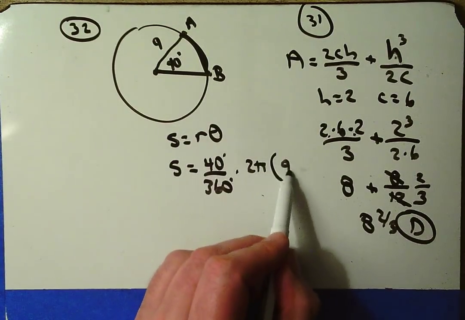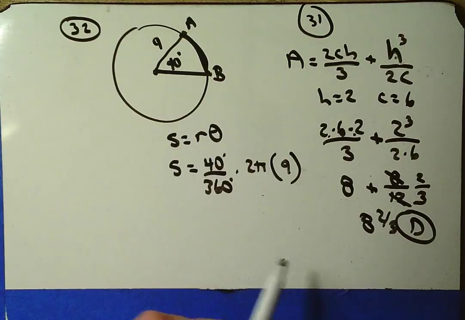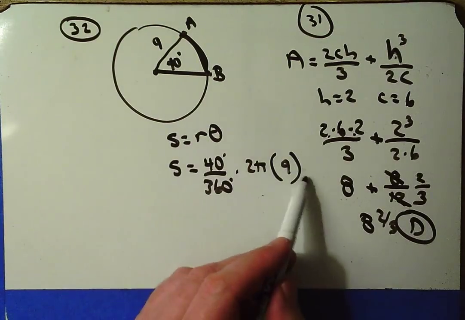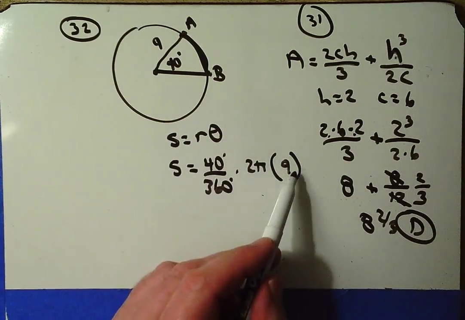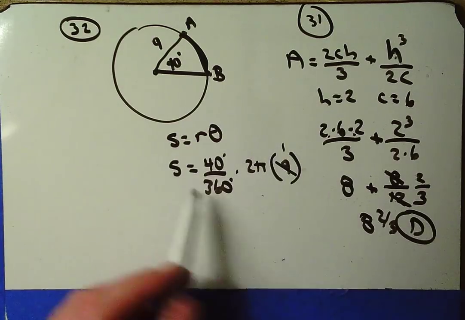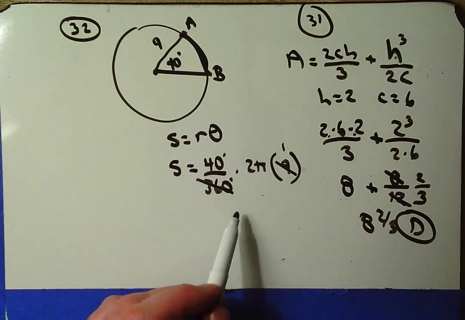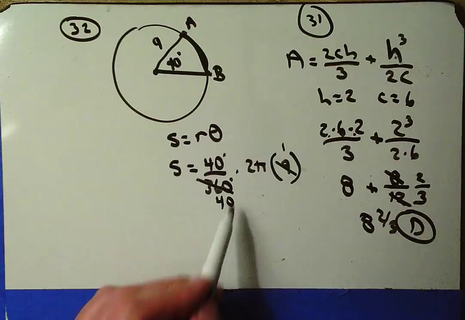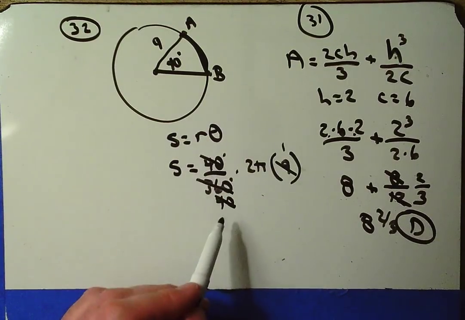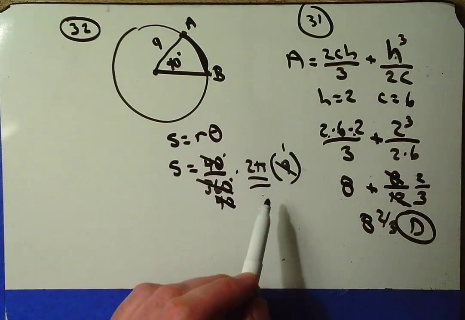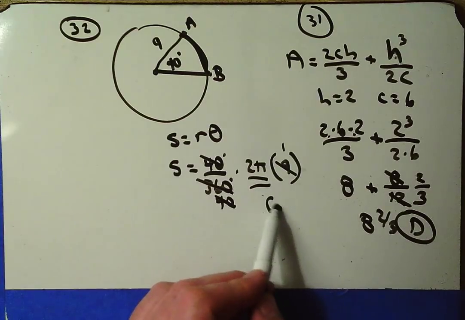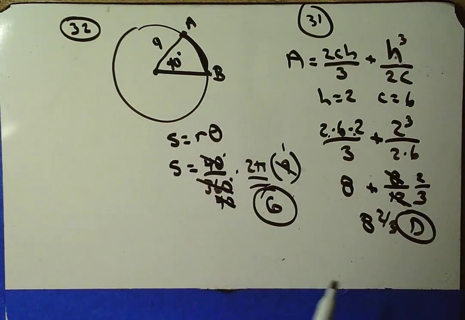2 pi times 9. Well, I can do some canceling here. 9 goes into 9 once, and 9 goes into 360 40 times, and then the 40s cancel, and we end up with 2 pi. And that's choice G. Choice G for number 32.